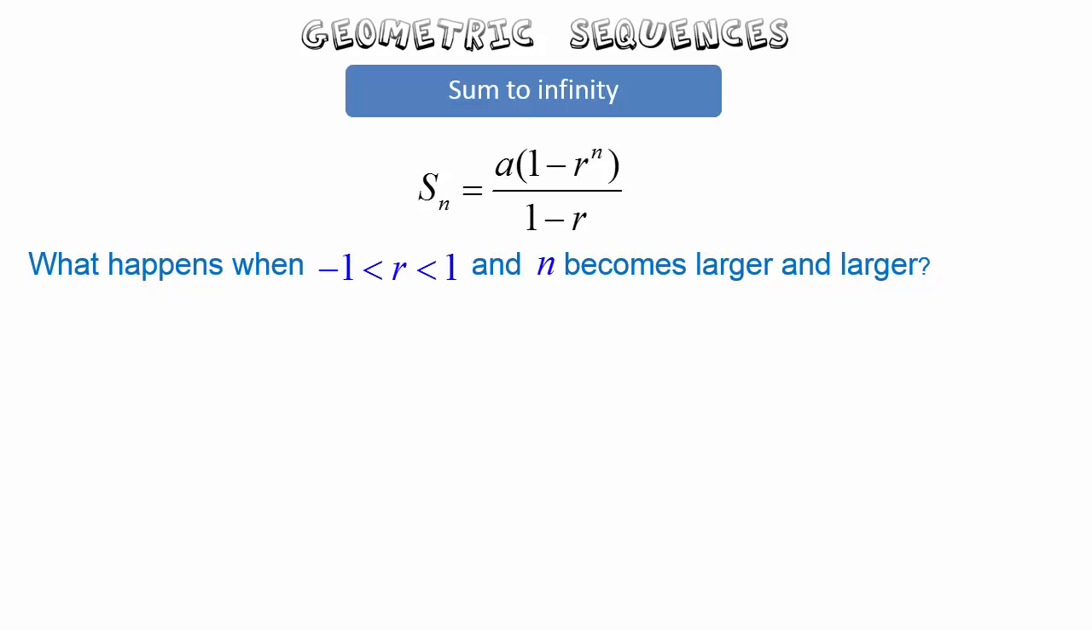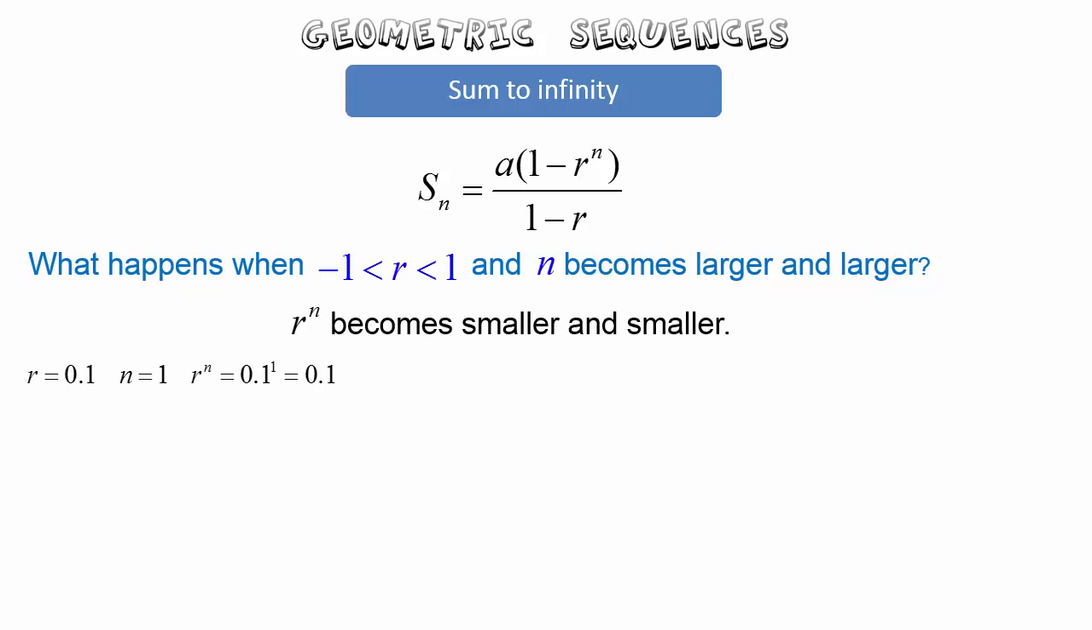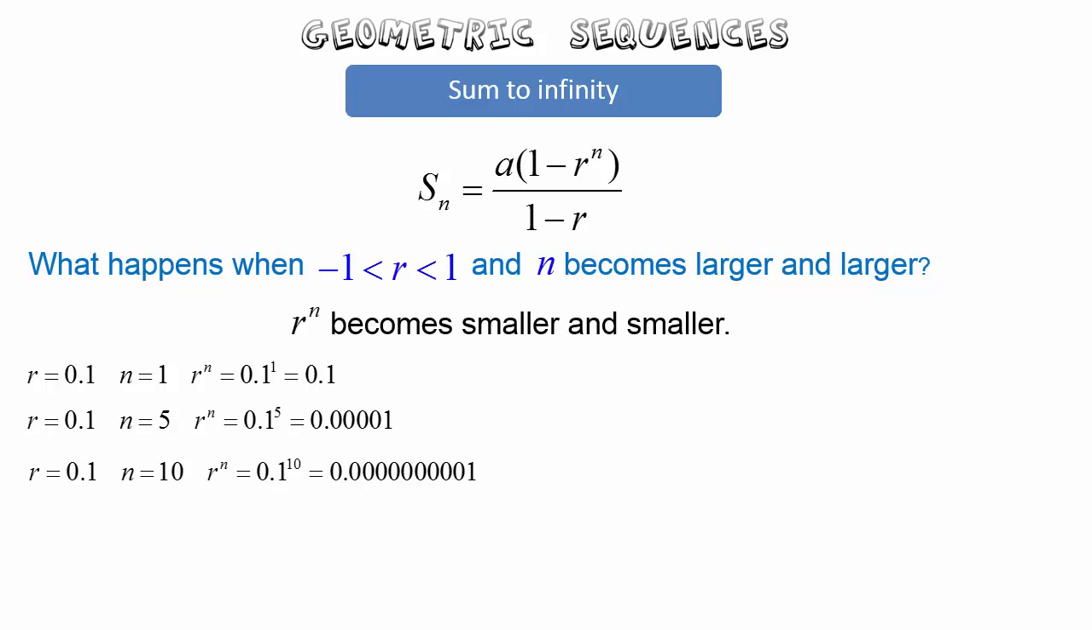What happens if we choose values for the common ratio that are between -1 and +1, and when we let n become larger and larger? Then r to the power of n becomes smaller and smaller. Let's see why. Let's suppose we choose r equals 0.1 and n equals 1. Then r to the power of n becomes 0.1. If we choose the same value for r, but this time use n equals 5 and then n equals 10, you can see that r to the power of n becomes very small indeed.